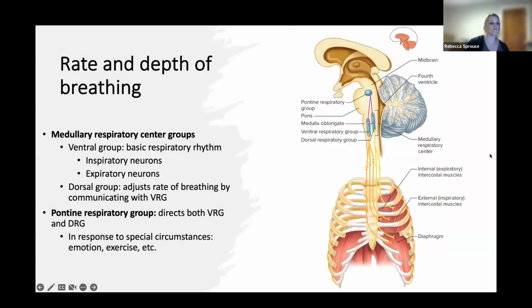Negative feedback. So your rate and depth of breathing is handled by your brainstem here. So here's your brainstem, here's your pons, your midbrain, your medulla. We're going to focus here on the pons and the medulla oblongata. There's a ventral group and a dorsal group. Your ventral group has different neurons that are going to handle inspiration and different neurons that are going to handle expiration. And basically your dorsal group just tells your ventral group what to do. So your dorsal group will tell your inspiratory neurons to either fire or not fire, or tell your expiratory neurons to fire or not fire, depending on if you need to breathe in or breathe out, right? That's in the medulla.